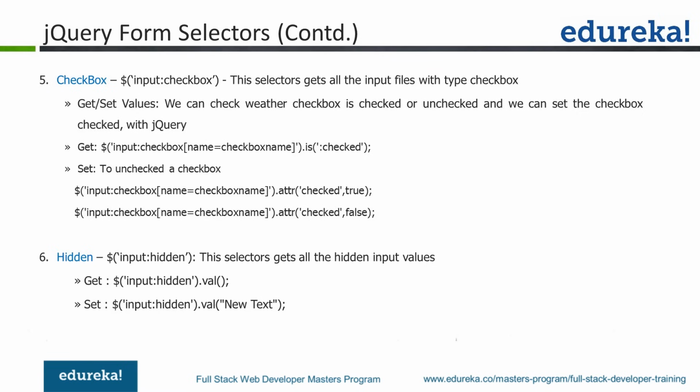Right. Just in case you have a hidden field in your form, then input colon hidden is the way to go. Pretty similar to text or password field. So I'm going to leave it up to you to try it out as part of the assignments on your own. But literally there is no difference, except of course the hidden part.